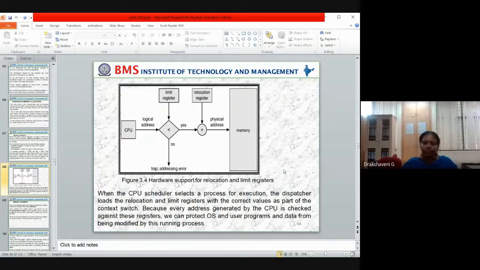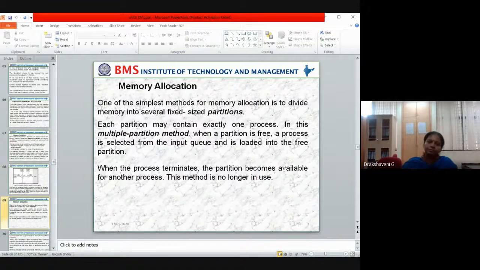If not, no. When the CPU scheduler selects a process for execution, the dispatcher loads the relocation and limit registers with the correct values as a part of the context switch, because every address generated by the CPU is checked against these registers. We can protect the OS and the user programs and data from being modified by the running process.